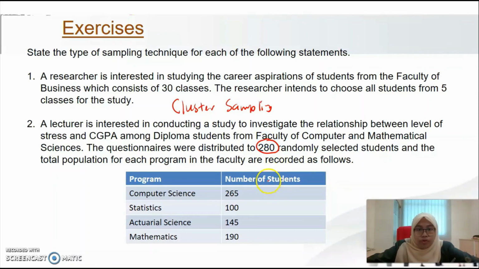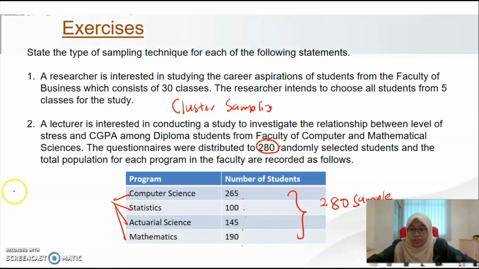So for this faculty, we have 4 programs. From these 4 programs, we only need 280 respondents. So that means for each of the programs, we will take a few samples. So this is stratified sampling.